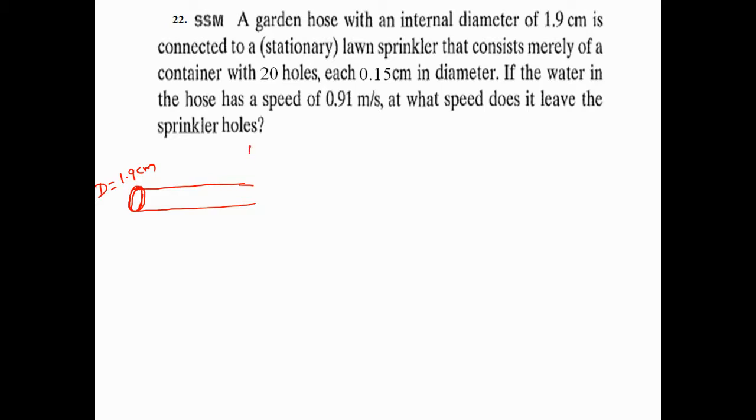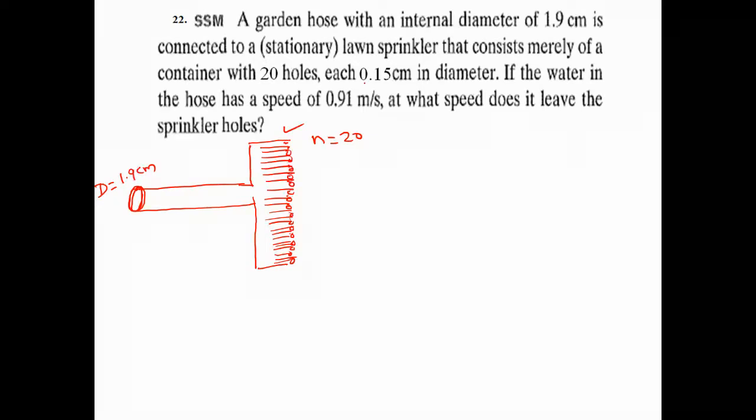So this hose is connected with a lawn sprinkler which has how many holes? It has 20 holes. That means each hole will be like this. Just keep this picture in your mind. So this is my main hose. It has a diameter of 1.9 centimeter, and it is connected to this lawn sprinkler. How many holes do you have here? I have 20 holes, am I right? And each hole's diameter is given. What is the diameter of each hole?